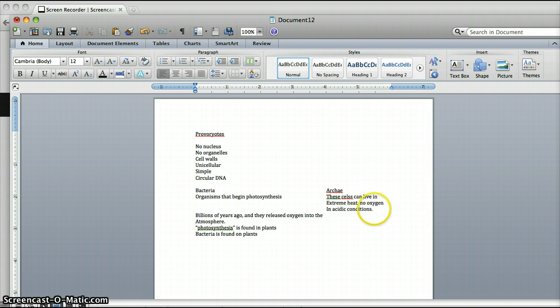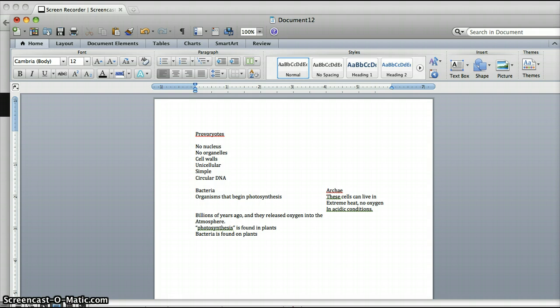Now, if you think about it, prokaryote cells aren't found in plants or animals. In both plants and animals, they need oxygen to live. So if you think about it, they're archaic. Archaic means dead. So these are living cells, but they don't need oxygen to live.